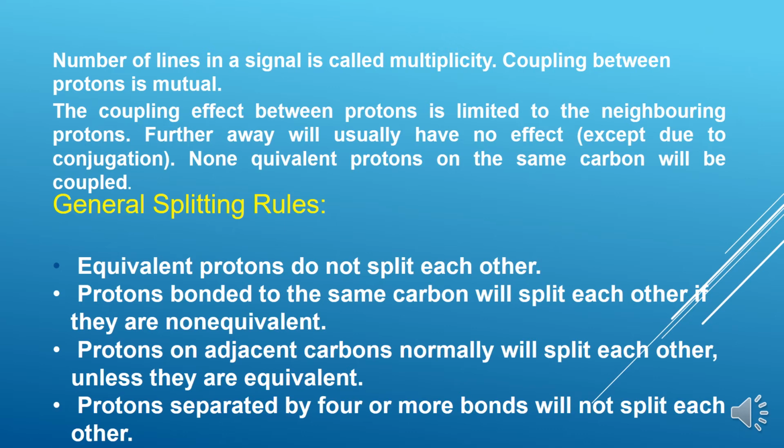Protons bonded to the same carbon will split each other if they are non-equivalent. Remember, if they are equivalent, they do not split each other. If they are non-equivalent, they split each other. Protons on adjacent carbons normally will split each other because they are in different environments, unless they are equivalent. Protons separated by four or more bonds will not split each other. These are the four general splitting rules. With the help of these four rules, splitting can be explained.